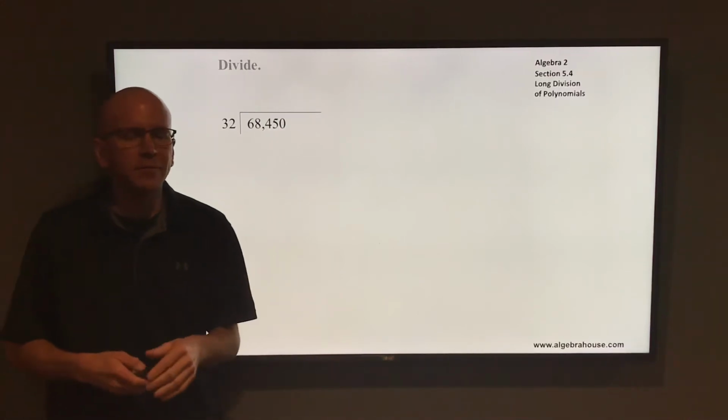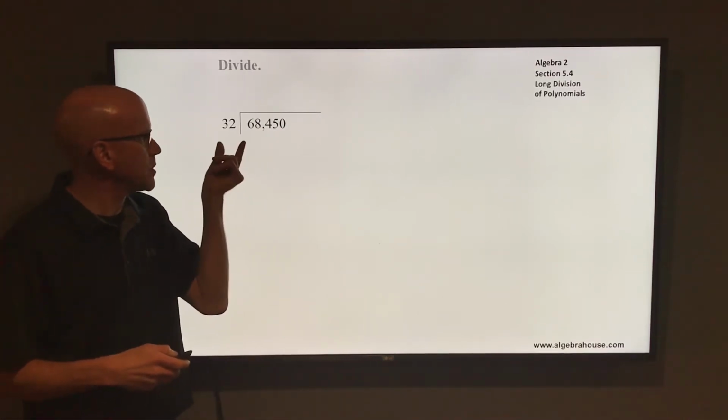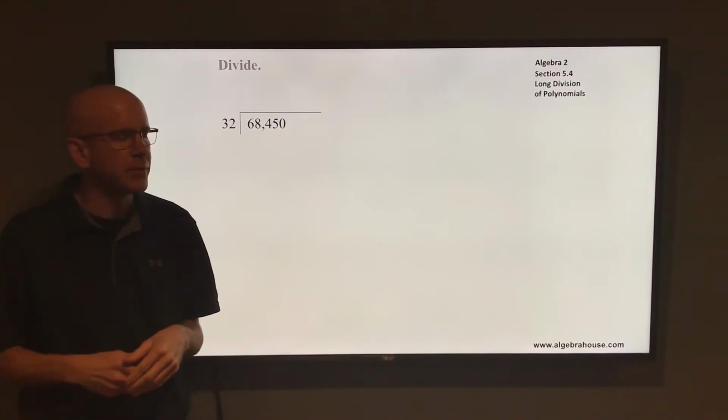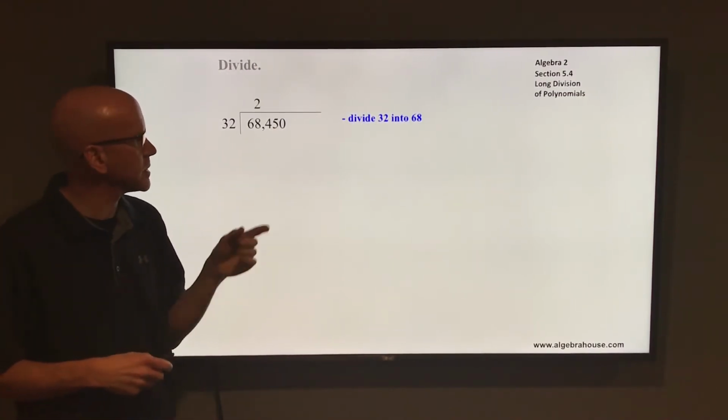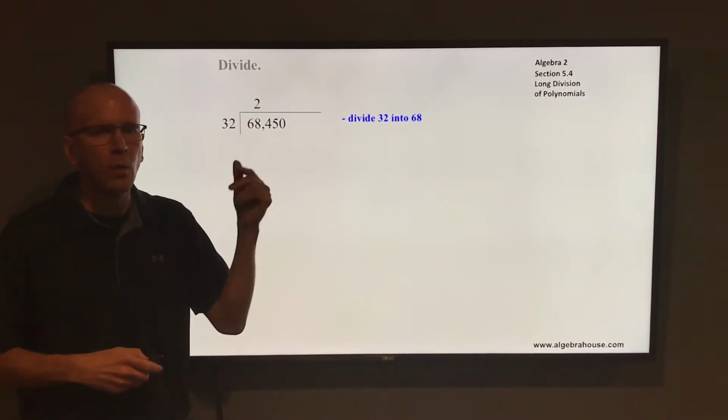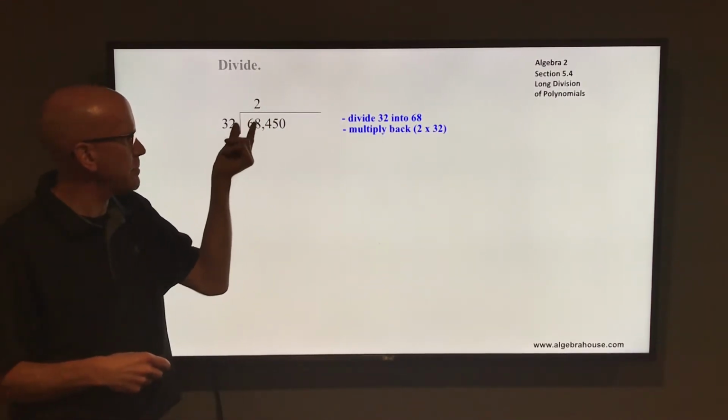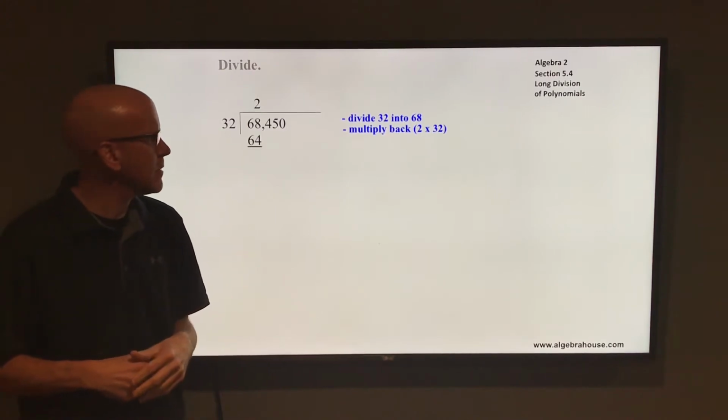Old school long division before calculators. Going to divide 32 into 68,450. To divide, just divide 32 into 68. When you divide 32 into 68, it goes in there 2 times. Once you get that number up top, multiply back. Take 2 times 32, that is 64.